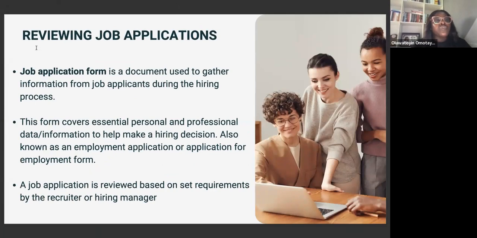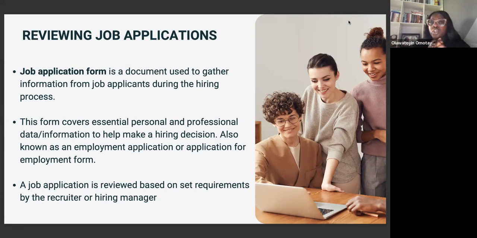Now, let's start with reviewing job applications. So say, for example, you already determined the role that you need to hire for. On Tuesday, we talked about, as a CBO, one of the roles that you should be looking at is volunteers, or a volunteers coordinator. So when you put out this vacancy, what are the things you should look for? But first of all, let's look at what a job application form is.